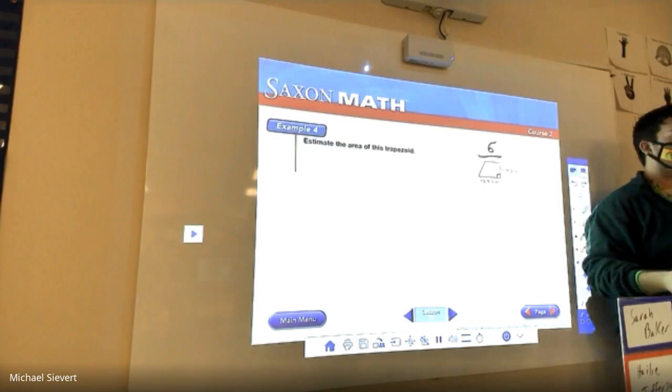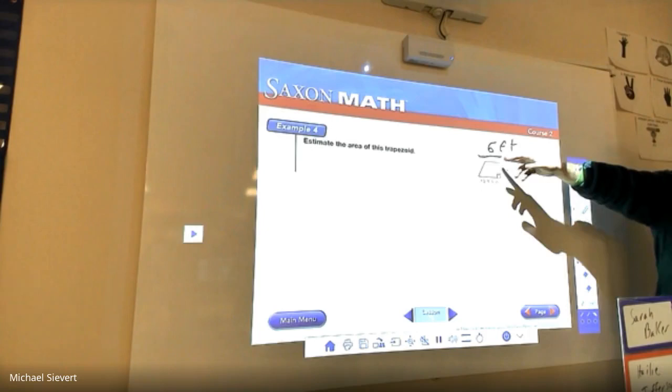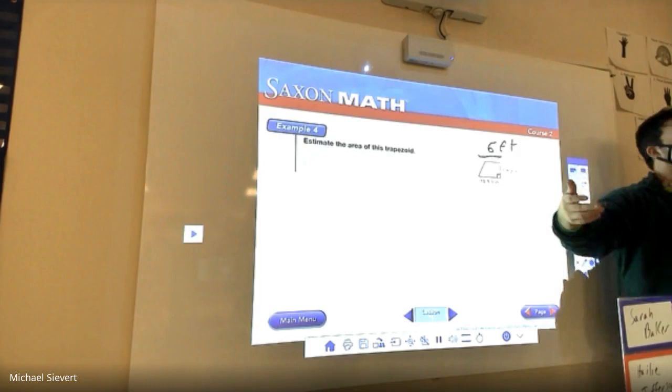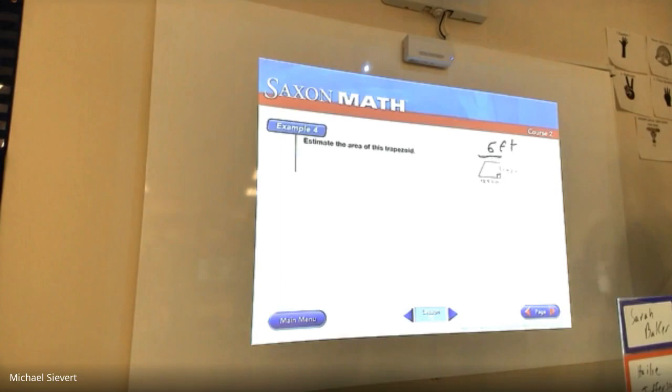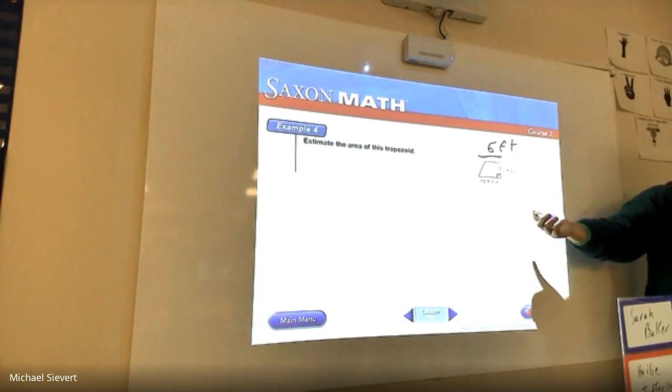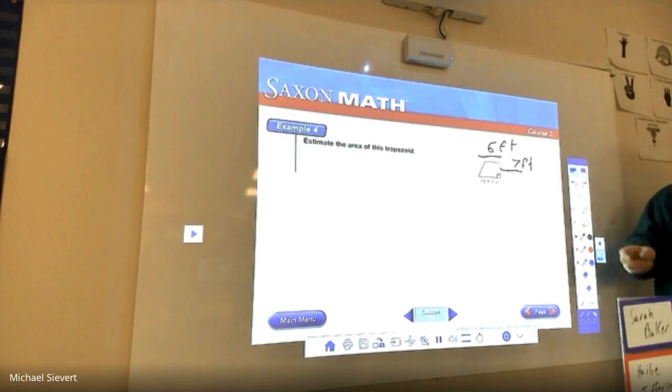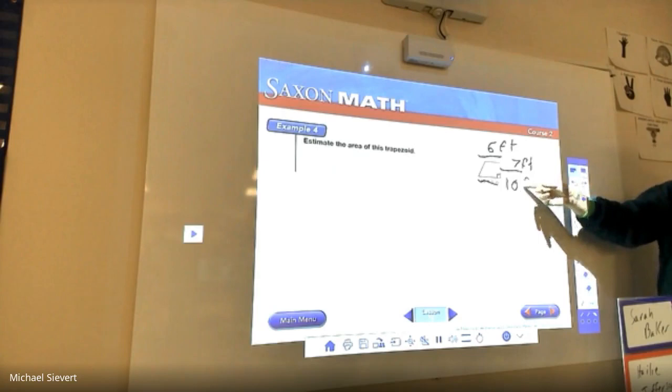Is it 6 feet or greater than 6 feet? 6 feet. It's saying estimates, so you're going to have to round. 11 is greater than 6, which means you have more than half, so you're just going to round it up. Now, 7 feet and 2 inches. Is 2 greater than 6? No. So this is going to stay at 7 feet. Last but not least, 10 feet, 1 inch. Is 1 inch greater than 6? No. So now you have 10 feet.